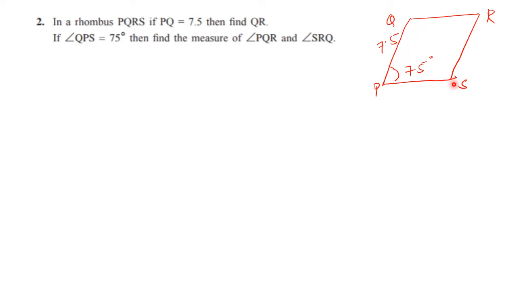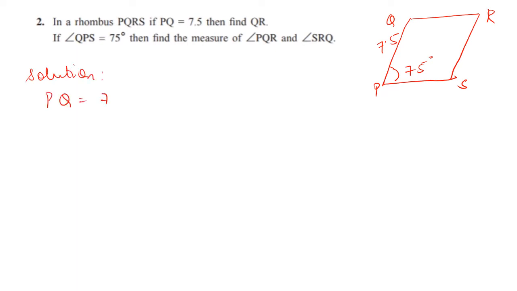Similarly, angle SRQ is congruent to angle QPS, because opposite angles of the rhombus are congruent. So again, if this is 75, this also would be 75. So let's solve. The solution will go as follows.